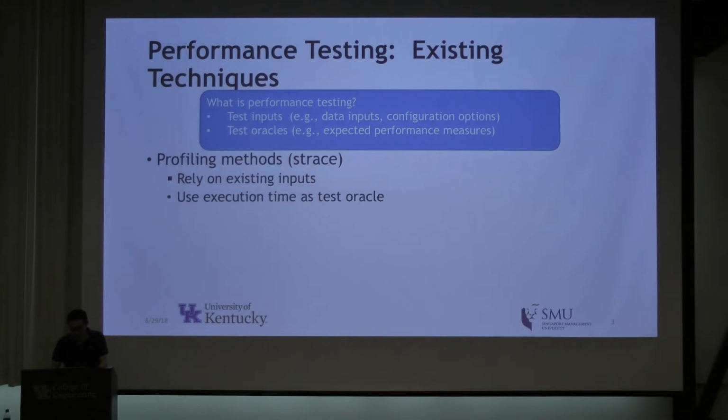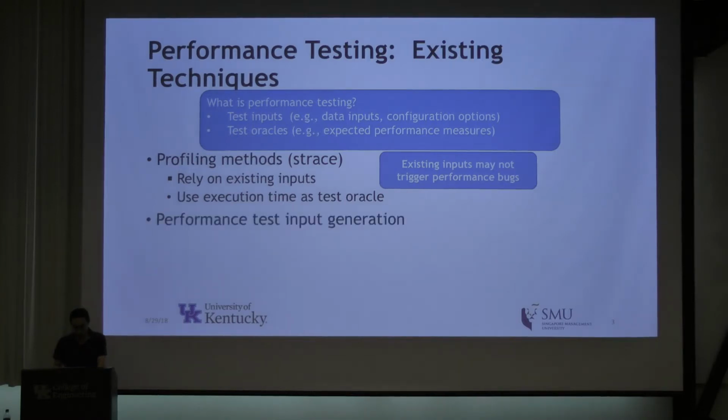One of the widely used methods to pinpoint performance bottlenecks is the profiling method, such as perf on Linux. Profiling methods rely on existing test inputs, and they normally use the execution as the test oracle. But the problem with this type of method is that they rely on existing test inputs, which may not trigger the performance bugs.